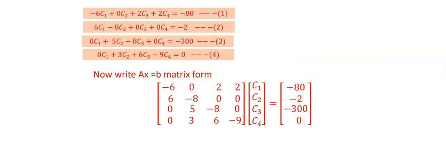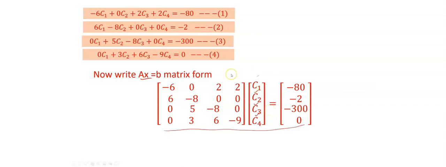and 4 unknowns. If we write in the matrix form Ax equal to B, it will be like this: minus 6, 0, 2, 2; 6, minus 8, 0, 0; 0, 5, minus 8, 0; 0, 3, 6, minus 9. This is C1, C2, C3, C4, these are unknowns, and the B matrix is minus 80, minus 2, minus 300 and 0. Now we have to solve this matrix and we'll get the answer.